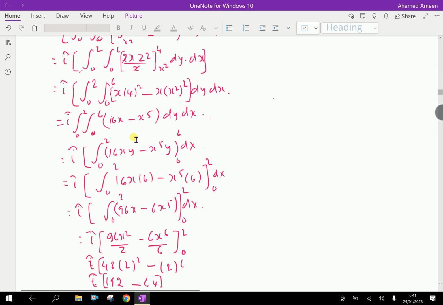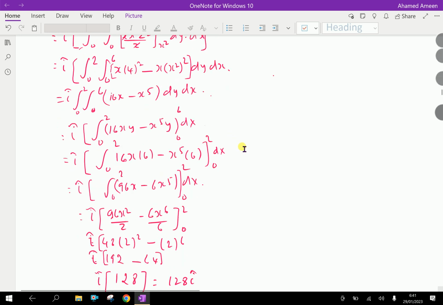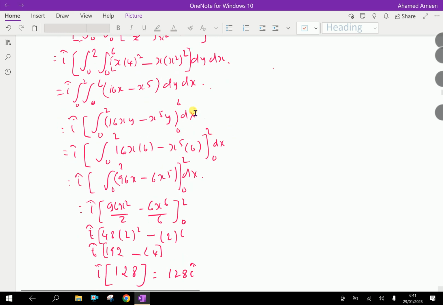Then the second part: the inner integral now becomes 0 to 6. We have to integrate 16x minus x to the power 5 with respect to y, with y limits 0 to 6. Then the integral of 16x with respect to y is 16xy, minus x to the power 5 y, because with respect to y we are doing, then dx.